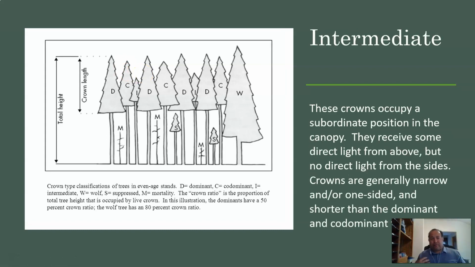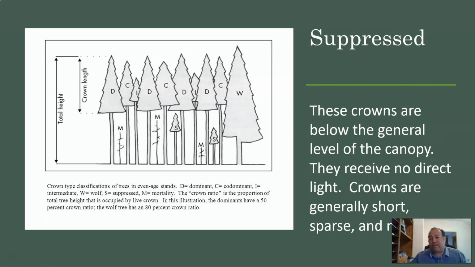So then if we've classified the first two by their light levels, probably going to do the same for the rest of them. And so with our intermediate trees, see the ones with the I right here, they're going to maybe receive some sunlight from above, but definitely not any sunlight from the sides. And so they end up in the subordinate position. They're usually not up with the rest of the trees in the canopy. They're either kind of right below or trying to poke their way into the general level of the canopy. That's why they're intermediate.